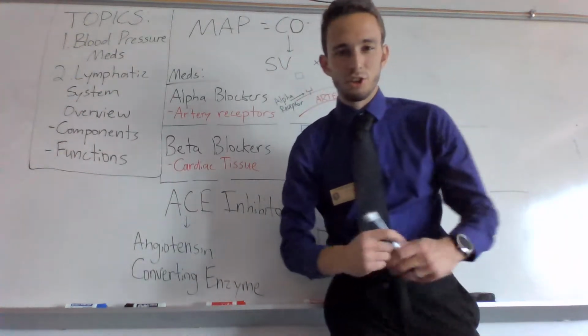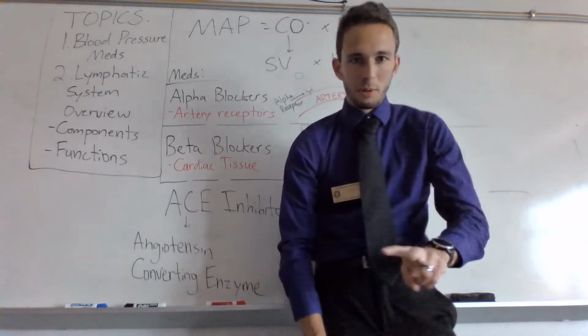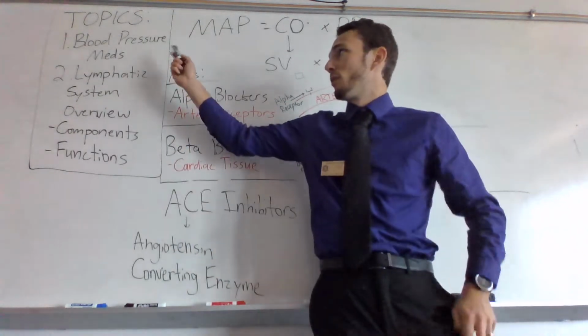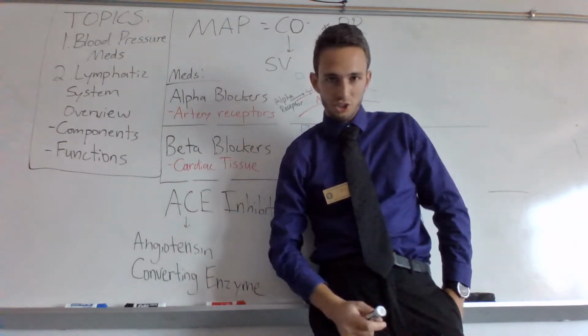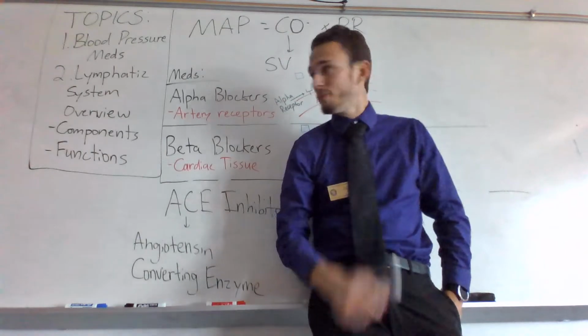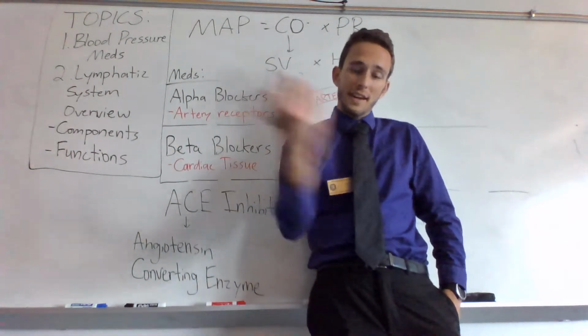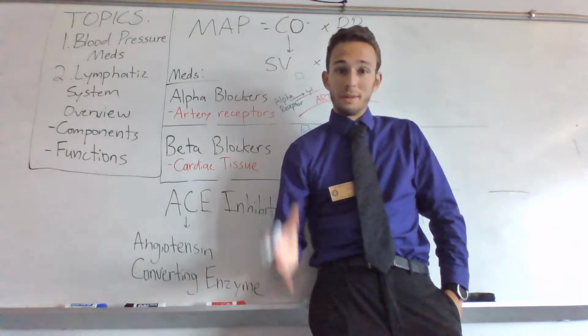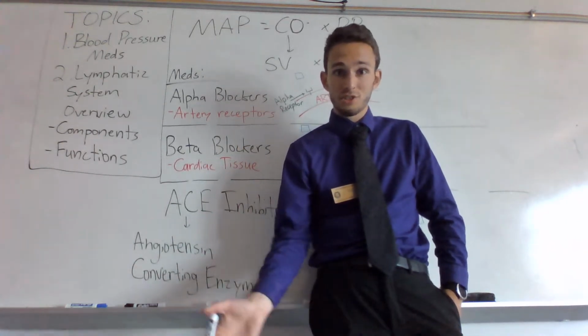This is A&P 2, Week 6 review, Part 1 of 2. In this video, I'm going to be going over two main things. I'm going to be going over blood pressure medications and how we can reduce hypertension, so how we can decrease blood pressure, as well as a brief overview over the lymphatic system. And the next review video is going to be over immunity, okay, which is a big function of the lymphatic system. So let's get started.